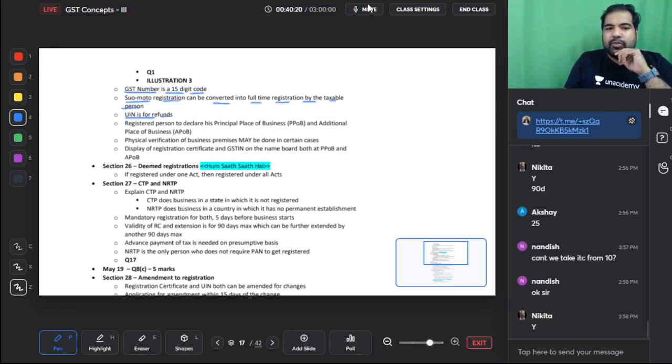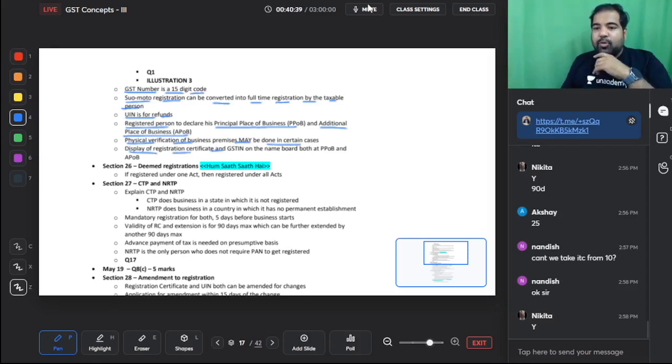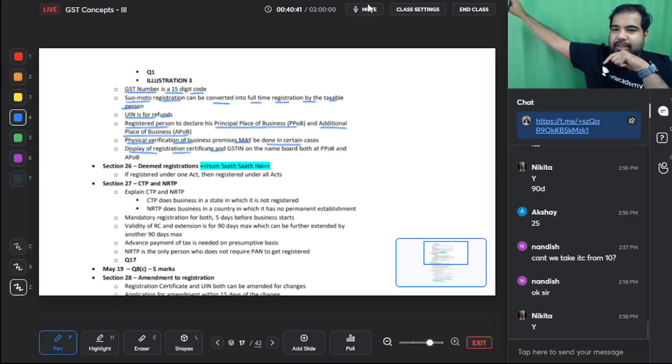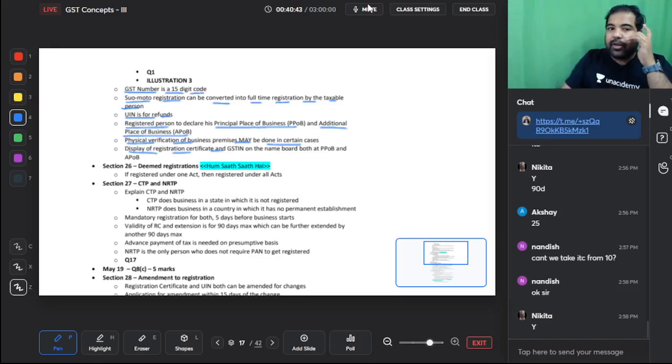UIN is only for refunds. And yes, guys, in your registration certificate, you need to mention your principal place of business, which can only be one place. And you can mention many additional places of business in the same state. Physical verification may be done in certain cases, not compulsory. And you need to display your registration certificate very prominently, guys. Every time you go to a shop, you will see outside the shop there is a registration number, and inside somewhere they will have framed it. You need to frame your GST number and put it on a board at a prominent place. That is section 25.